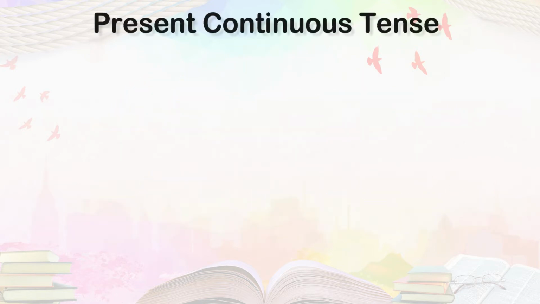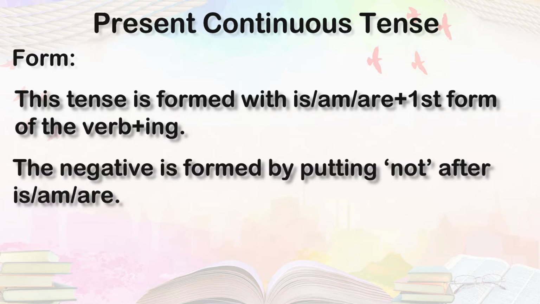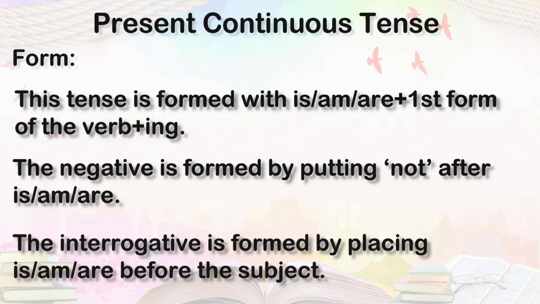Now let's move to present continuous tense. Form: this tense is formed with is, am, are plus first form of the verb plus ing. The negative is formed by putting not after is, am, are. The interrogative is formed by placing is, am, are before the subject.